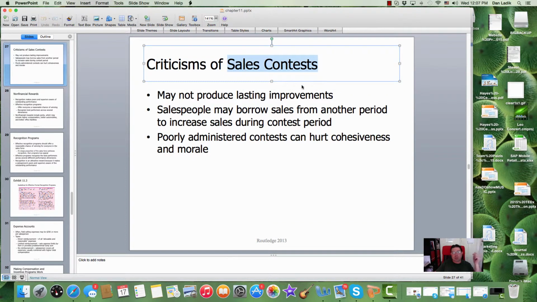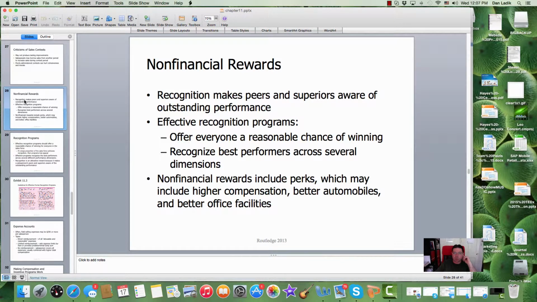Really, if you have new school, if you have a good environment, the only time I really see sales contests being something interesting or valuable in the new school world is when you have a new product. When you have something that's never been out before, you want to give it a little special flavor, and you do some kind of a contest on that. Okay. Last thing I want to talk about before I get into the questions are non-financial rewards.